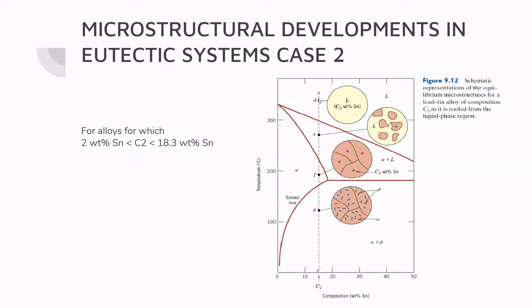So here at point D, it's all liquid, and the temperature goes down. When it's below 300 degrees at point E, the alpha phase comes out and is mixed with liquid. And when it keeps going down to point F, at around 200 degrees, it is all alpha phase. And when the temperature keeps going down, the beta phase comes out and it's mixed with the alpha phase.